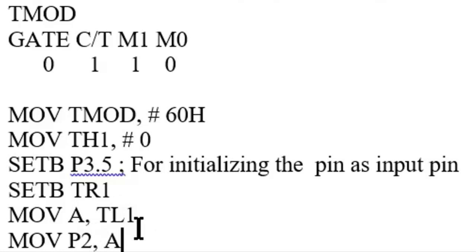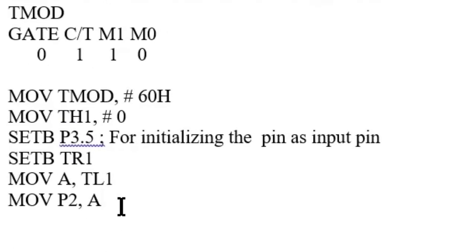Means if TL is 1, P2 will be 1. If TL is 2, P2 will be 2. If TL is 3, P2 will be 3. If TL is 4, P2 will be 4. Like this. This will be continuously going on. So according to the question, whatever is the value at the timer, the same value will be loaded into the port P2, and this P2 is connected with 8 LEDs. So this is the normal operation.